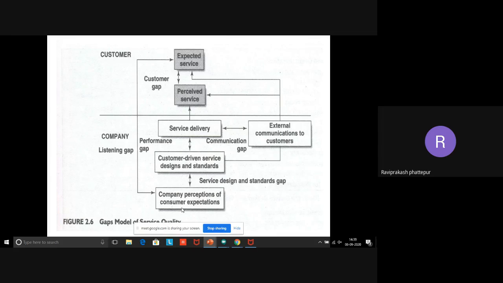What is the listening gap? As a customer, if you say a certain particular service, you think it is of a particular kind. You expect something. The company thinks that they know what you are expecting, but it may or may not be true. If they just assume, it will be a very big issue if it is not right.